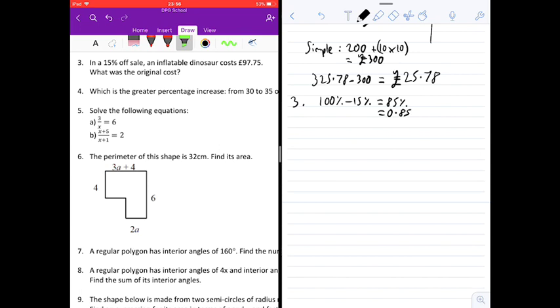Now in this case, I'm not applying a 15% reduction, I'm undoing it. So instead of multiplying by 0.85, I'm going to divide by 0.85. So that is 97.75 divided by our decimal multiplier for 15% reduction. Which gives us, again, I'm going to put this with units, £115.